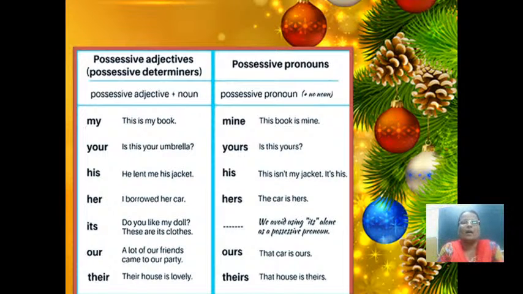etc. And examples are: This is my book. My is the possessive adjective, book is the noun. Possessive pronoun: mine. This book is mine. After mine we cannot see a noun there. So I hope you saw this particular slide and understood the various kinds of pronouns, right?